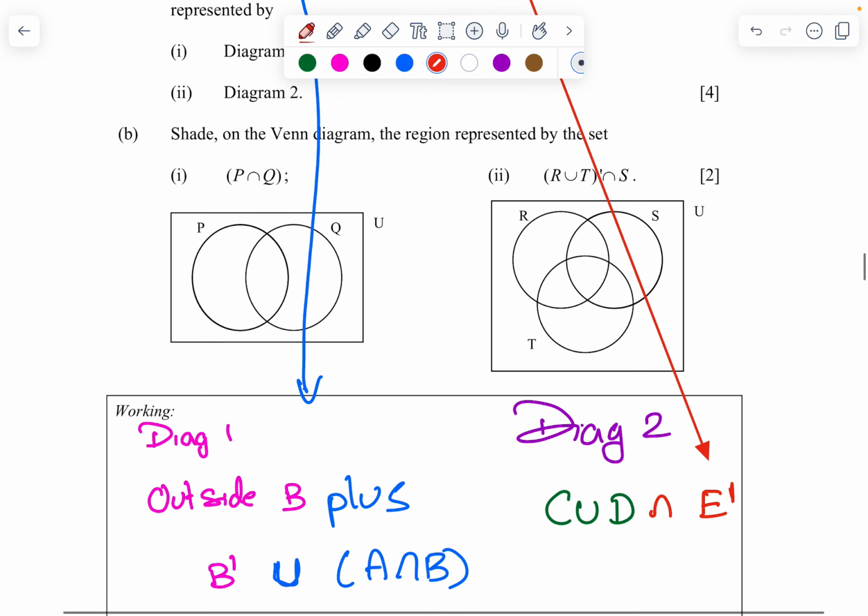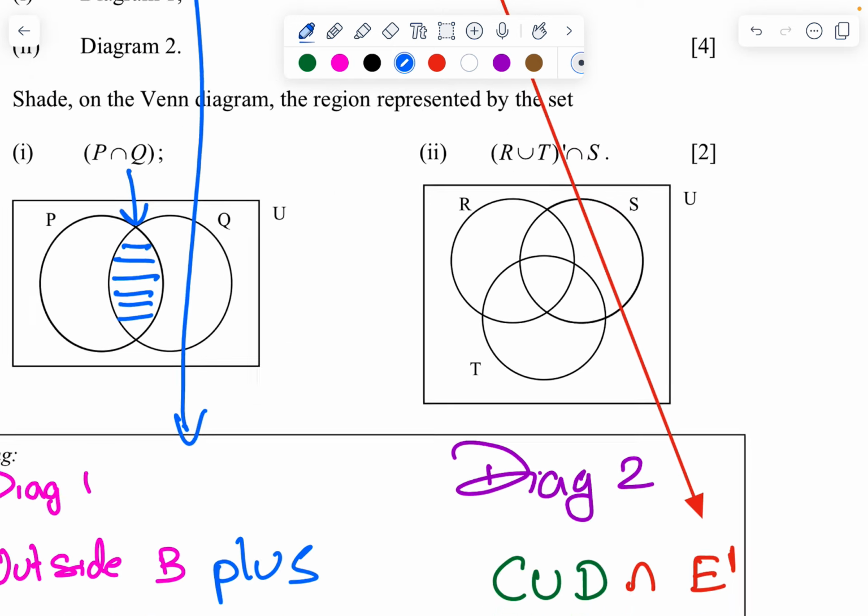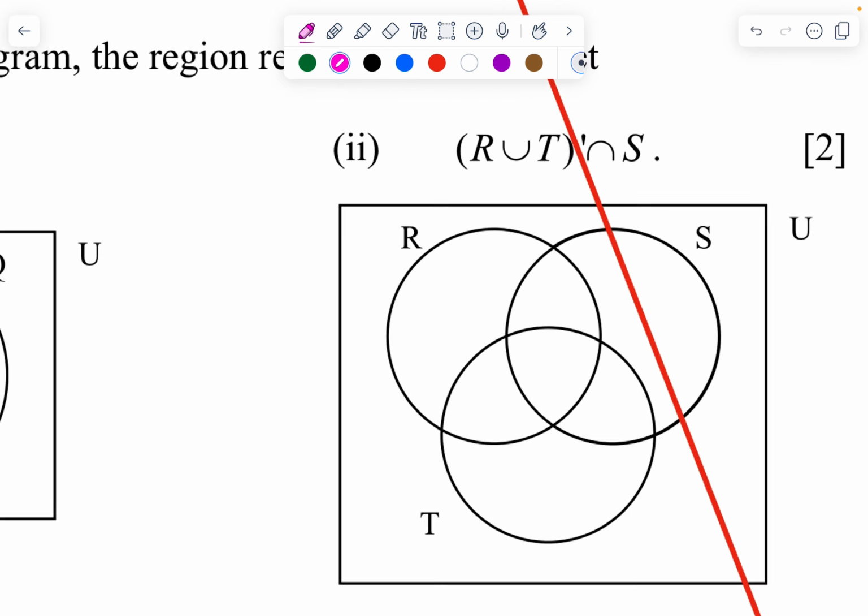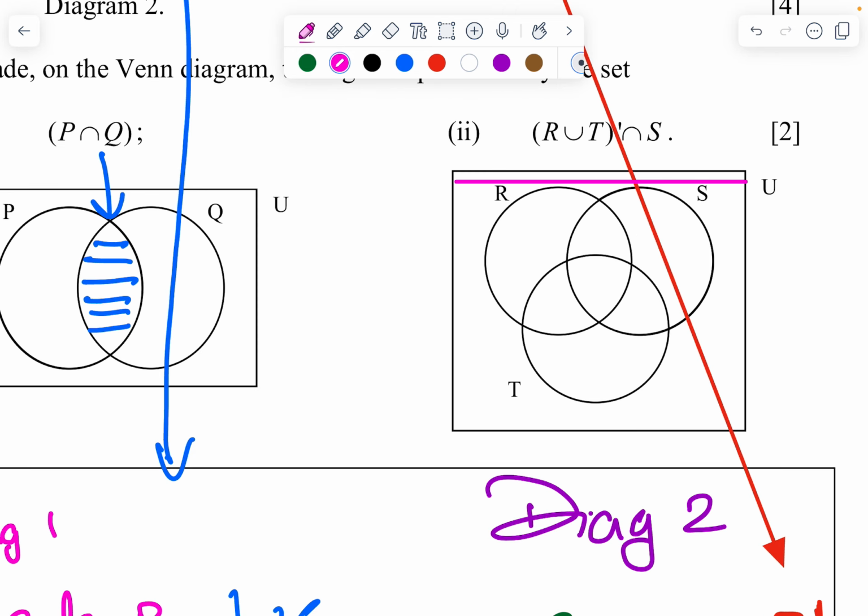Now shade the Venn diagrams. P intersection Q is going to be this particular part, which is common between P and Q. Next one is nothing but what? R union T whole complement, means outside of R union T. So don't enter R and T. So this line was wrong. Don't enter R and T. I'm not entering R and T, but you can enter S. R and T should not be entered because it is R union T whole complement.